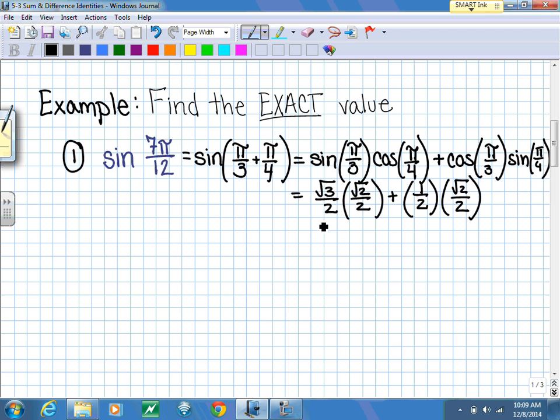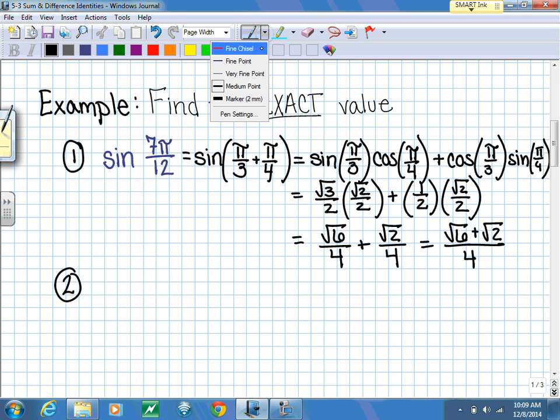So when I multiply fractions, I multiply straight across, giving me the square root of 6 over 4, plus the square root of 2 over 4. Because I have common denominators, I can go ahead and add my numerators together, but I have to keep them separate since they're not similar radicands, and there we have the square root of 6 plus the square root of 2 all over 4.